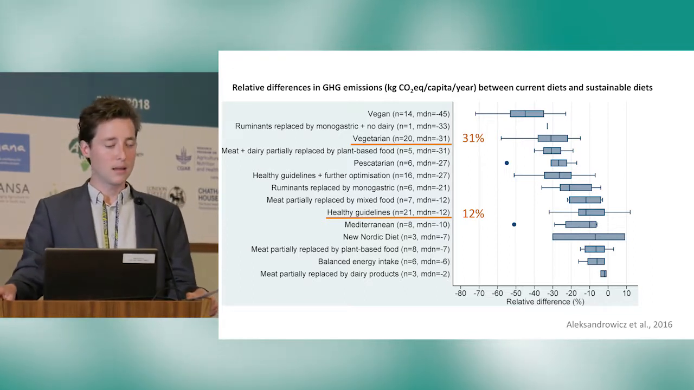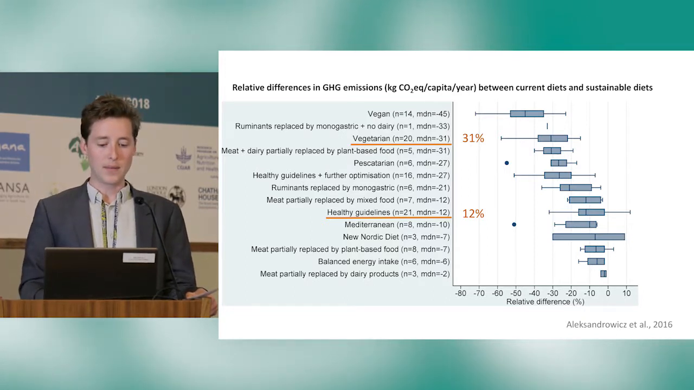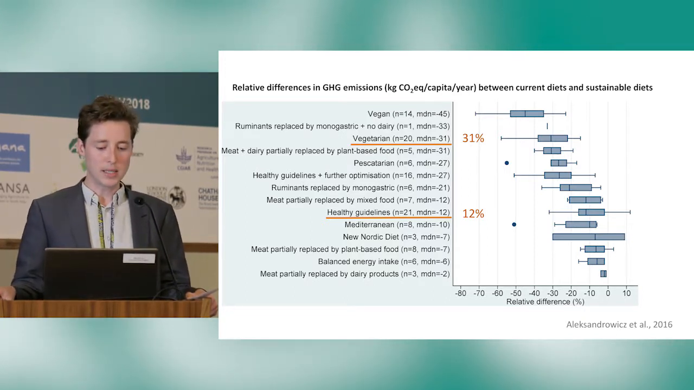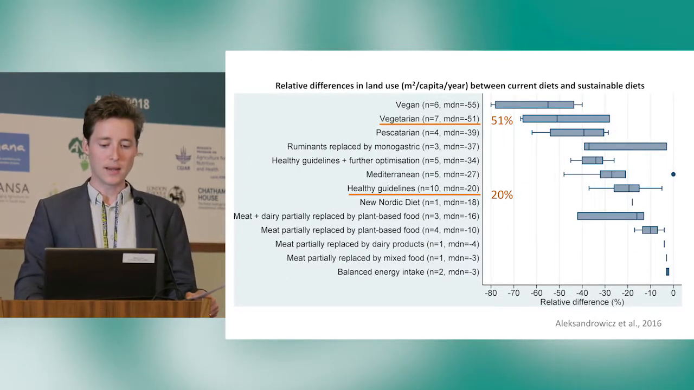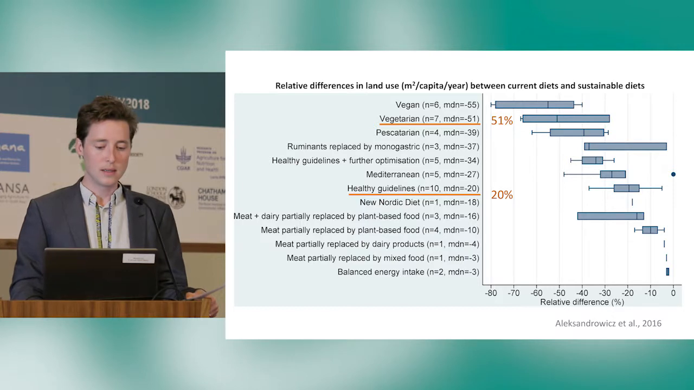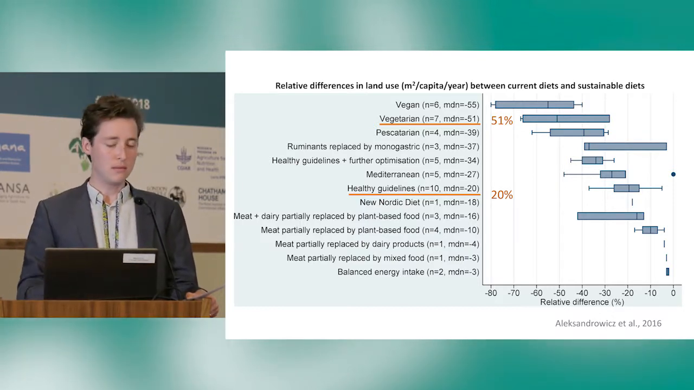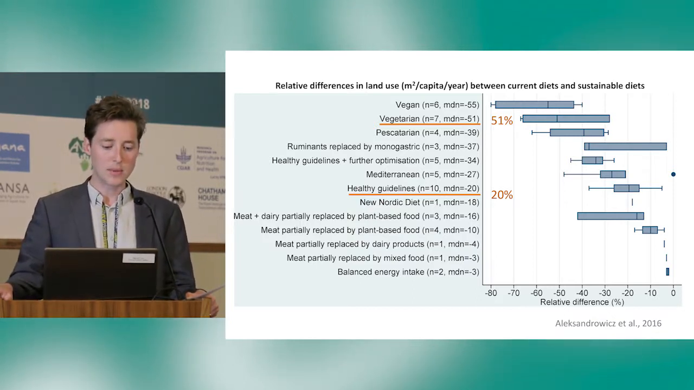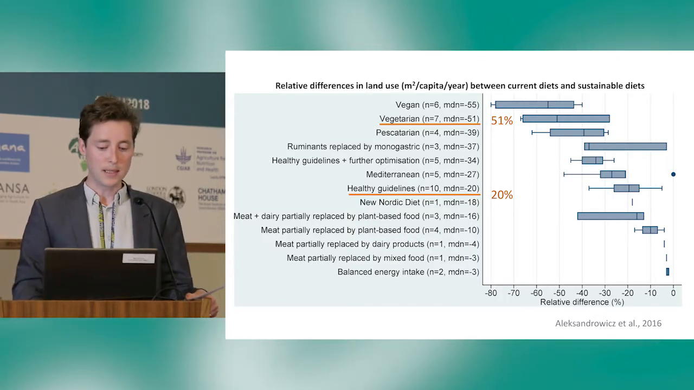Likewise, adopting healthy dietary guidelines would also see co-benefits in terms of emissions, a 12% reduction on average across the different studies, 12% reduction in greenhouse gas emissions. We found similar things with land use. Adopting a vegetarian diet would incidentally reduce land use by 51%, and adopting healthy guidelines reduces land use by about 20%.